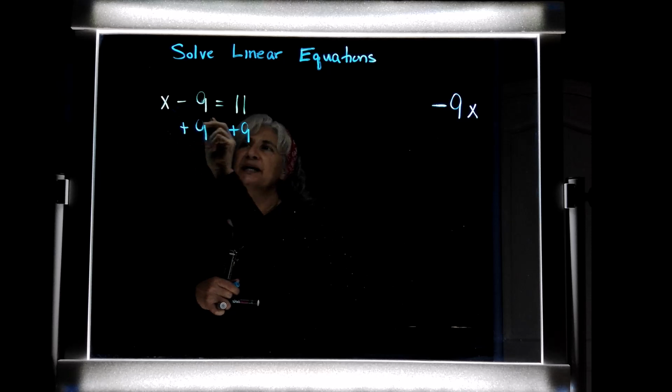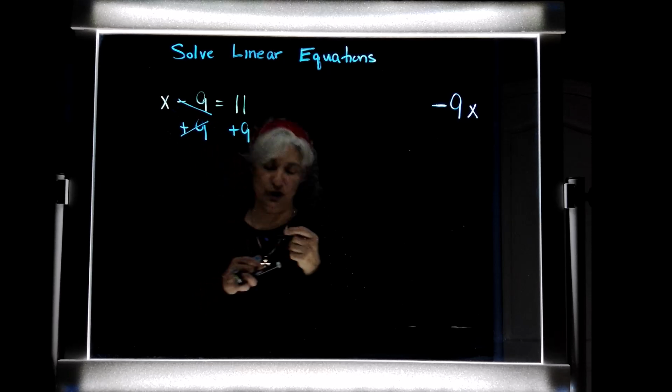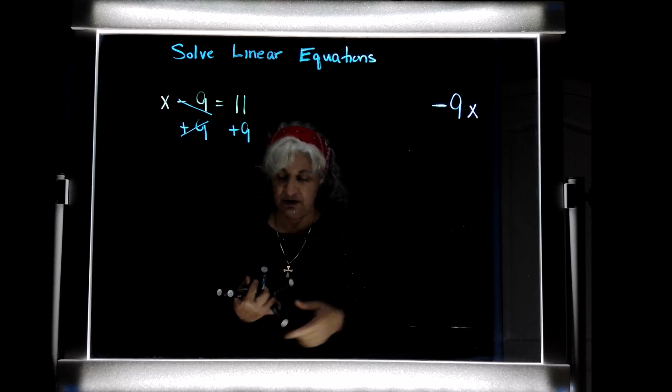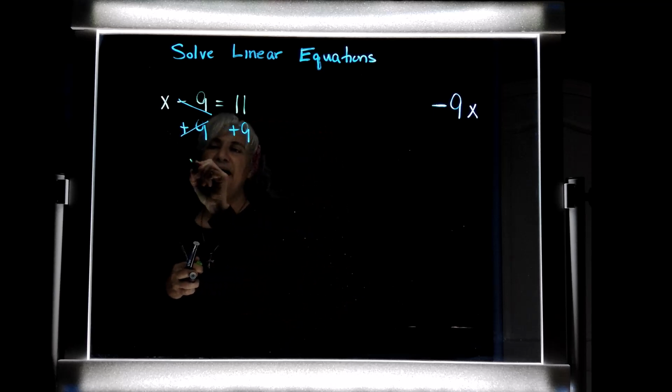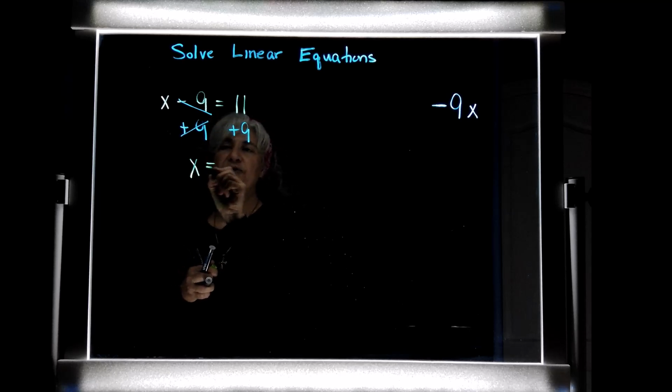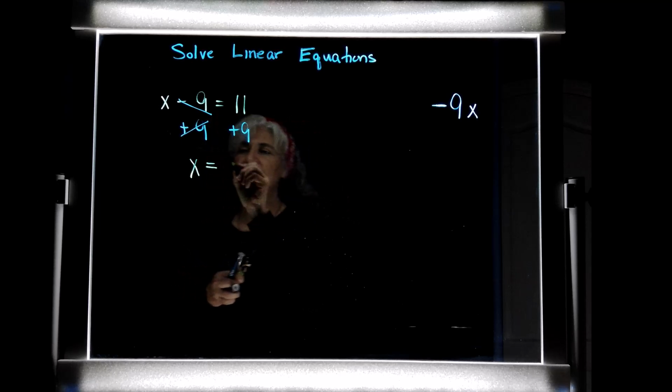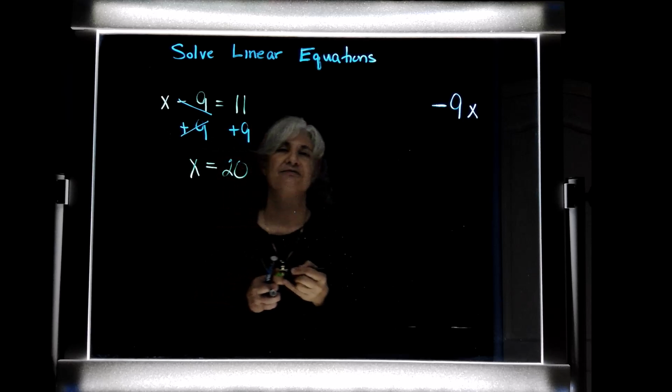So when I have X minus 9 and plus 9, the minus 9 and the plus 9 drop out, as we know. And what remains? X on the left and on the right, we have, good, you did it without your calculators, I know, 20.